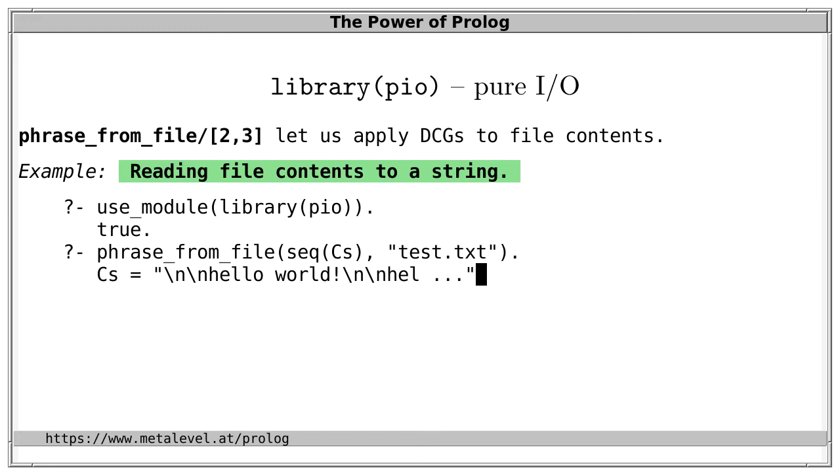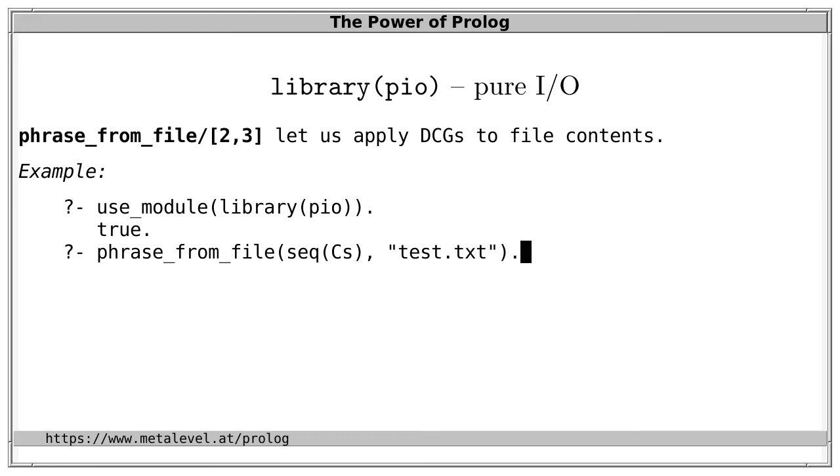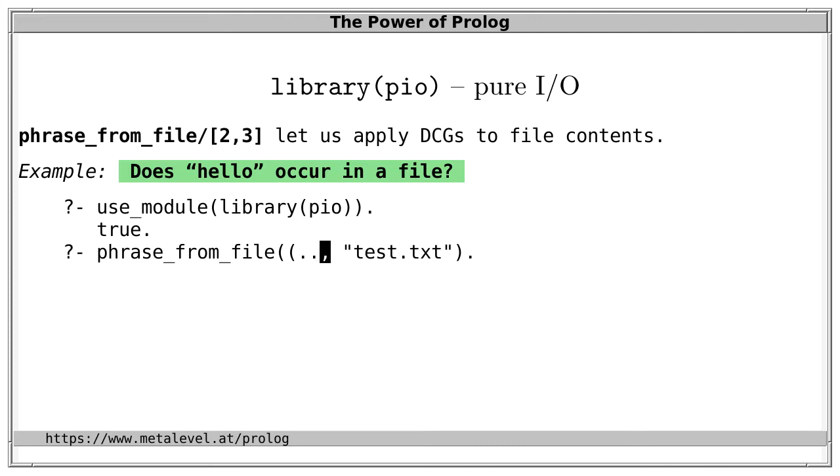And as answer, we get the string Cs, which is exactly the content of our file. And there's no other solution. Or as another example, we can implement a simple instance of grep. Does the string hello occur in the file? Yes, it does. Possibly more than once even.